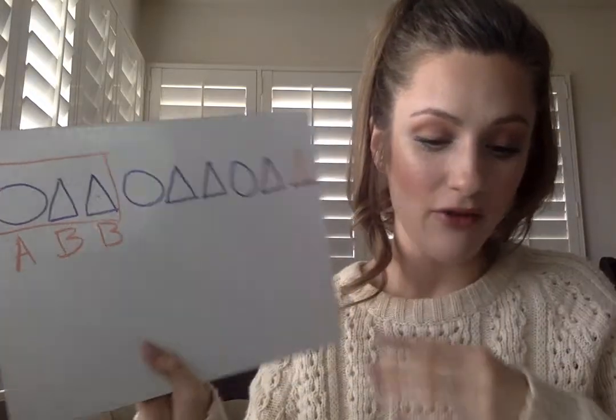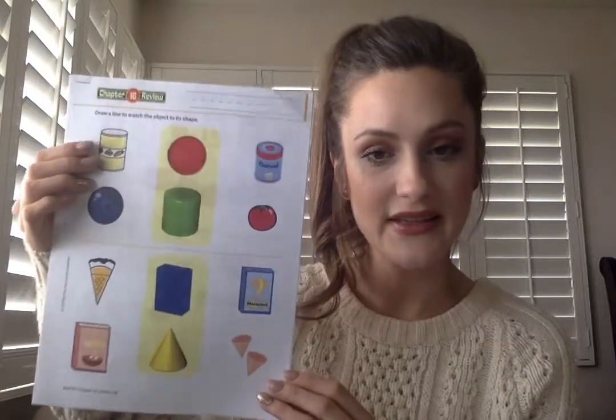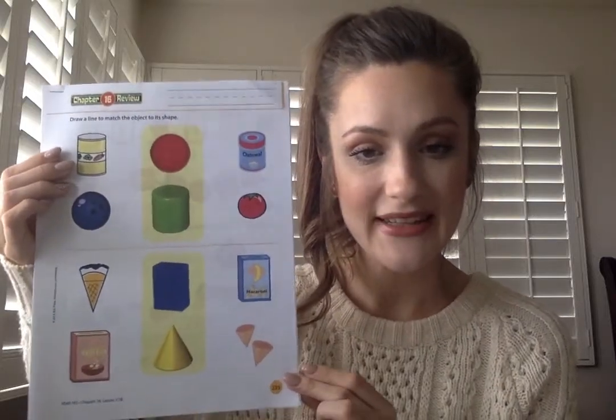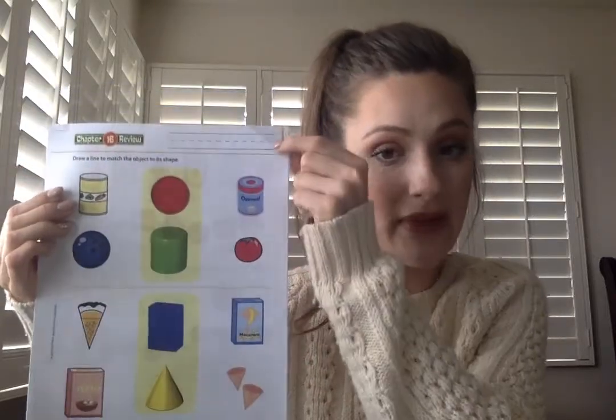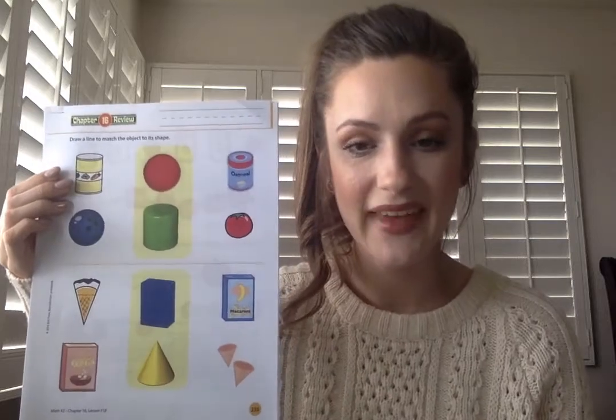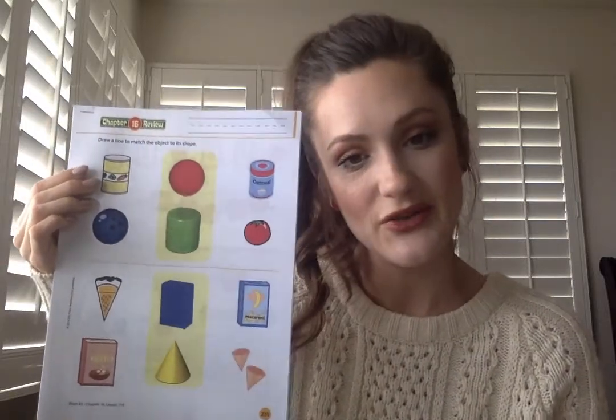And now that we have reviewed the patterns, we've reviewed the shapes, whether they were two-dimensional or three-dimensional, I think we will be ready to take our review of this chapter together. So go ahead and get out your paper. If you don't have that, get your paper, your pencil. Your paper is going to look like this. Go ahead and take that out. Write your name neatly at the top. And then I'm going to read the instructions for you.